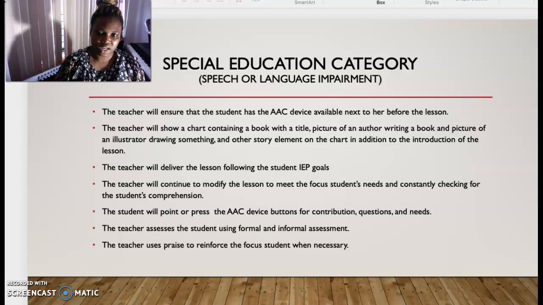And next I have special education category. The special education category is basically explaining the IEP goals and then planning the lesson according to the focus learner's IEP goals, and how the lesson will be taught to the focus learner.